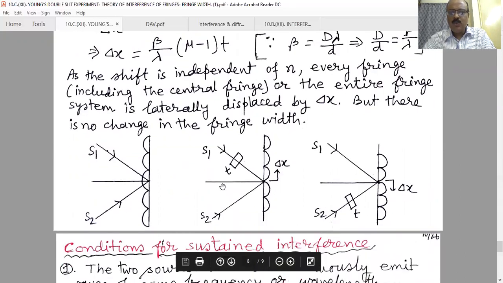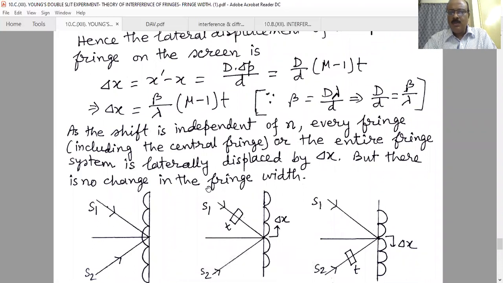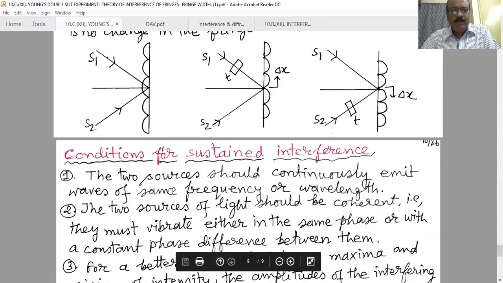There is no change in the fringe width. That means there is no effect of the shift on the fringe width. Only there will be shifting of the fringes. That means if we insert the slab here, the fringes will shift in the direction of the position in which the slab is introduced. Let us suppose there are five fringes and there is a central point. Now this central point of the fringes is shifted here. Similarly, in this case, if we insert the thickness t in this one.